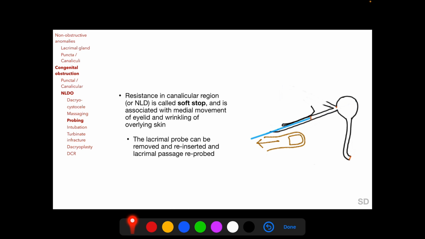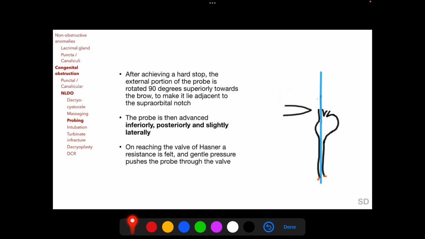When there is a soft stop in the canaliculus, the lacrimal probe can be removed and reinserted and the lacrimal passage reprobed. After achieving a hard stop in the medial wall of the lacrimal sac, the external portion of the Bowman's probe is rotated 90 degrees superiorly towards the brow to make the external portion of the Bowman probe lie adjacent to the supraorbital notch. The Bowman's probe is then advanced inferiorly, posteriorly and slightly laterally through the nasolacrimal duct. This direction is very important to remember and corresponds to the normal anatomy of the nasolacrimal duct.